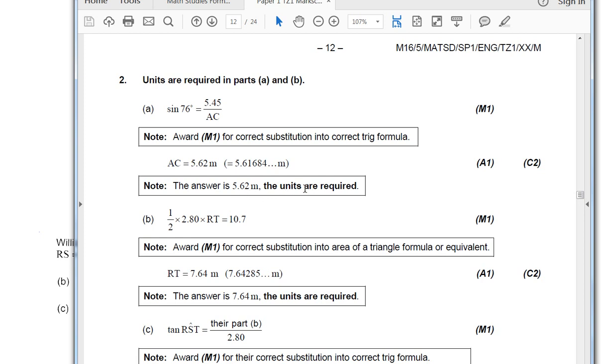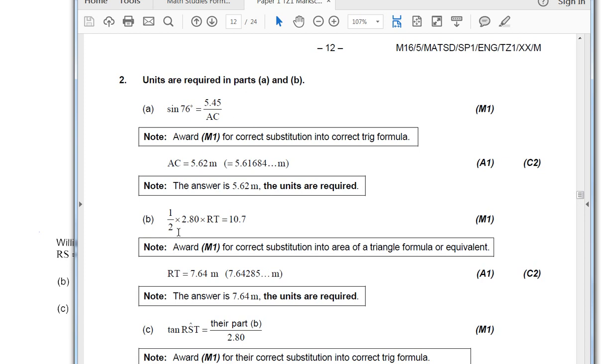The units are required. So if for some reason you put just AC as 5.62, and you didn't put the meters on there, you're only going to get the setup point. You're not going to get the answer point. And notice it's in bold, so they're going to hold true to that.